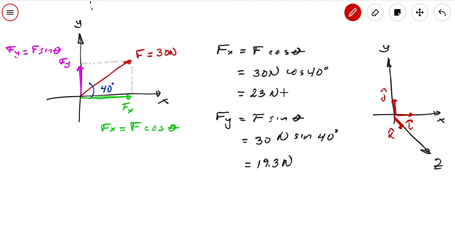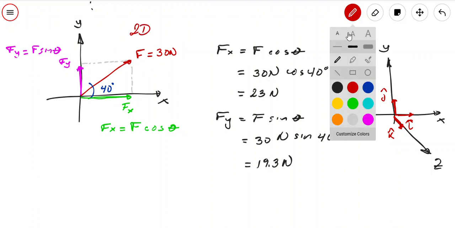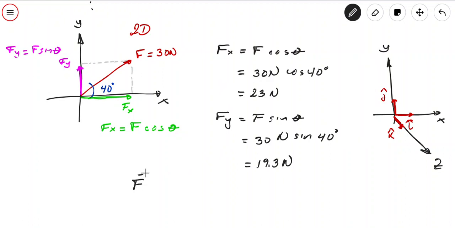So in this case, I am working in 2 dimensions, so if I want to express this vector F in terms of the components and the unit vectors, I can say that F is equal to Fx unit vector i plus Fy unit vector j. So this will be the same as 23 newtons i plus 19.3 newtons j.